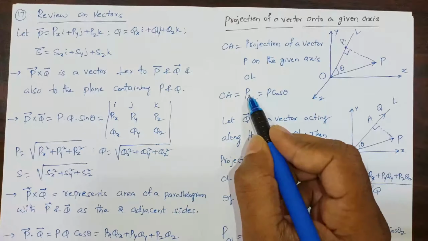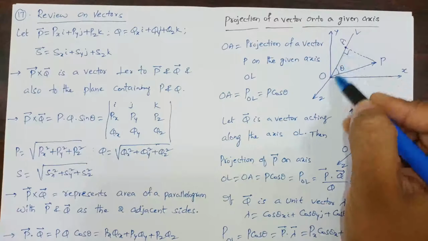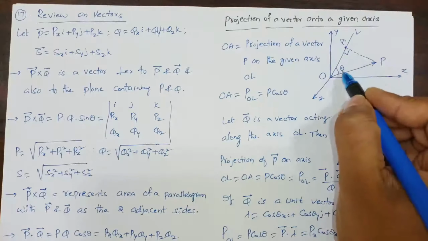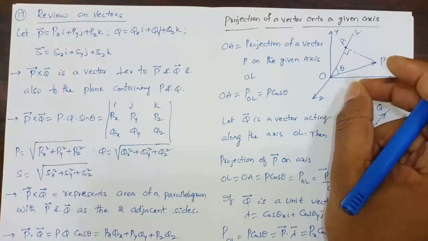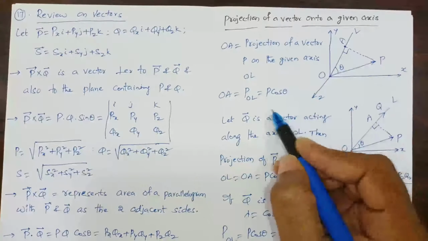That is, the projection of this vector P onto the given axis OL is equal to P cos theta. OA is equal to P cos theta. This magnitude is P, and the angle is theta. So cos theta is equal to OA by P, so OA is equal to P cos theta.